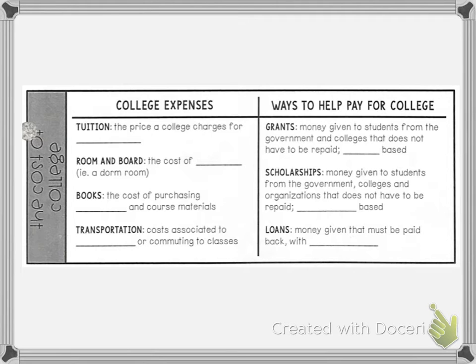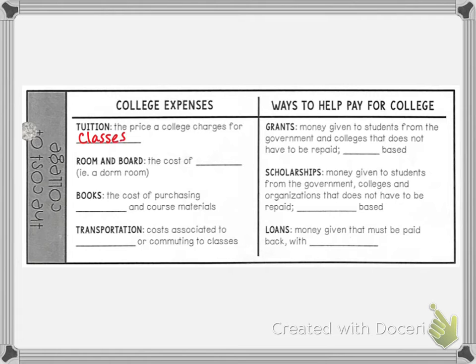Okay. So let's look at the cost of college, and this is going to be one of the ways that you can use interest. Or, it doesn't have to be the cost of college. It can be the cost of owning a house, getting a car, a first car. So let's look at the tuition. Tuition is going to be the price of college charges for the classes.